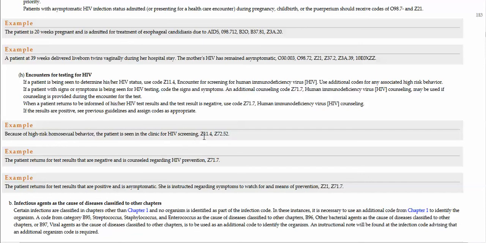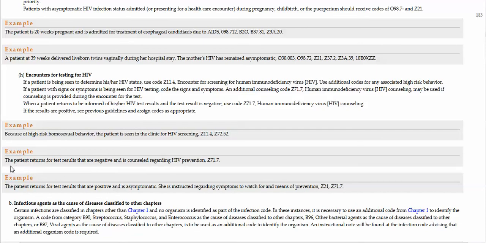So what we're going to put here is Z11.4. That's the fact that they came in here to be screened for HIV. Then Z72.52 is the high-risk homosexual behavior. It identifies why they're coming in for this, okay? If a patient with signs or symptoms is being seen for HIV testing, code the signs and symptoms. An additional counseling code, Z71.7, HIV counseling, may be used if counseling is provided during the encounter for the test.